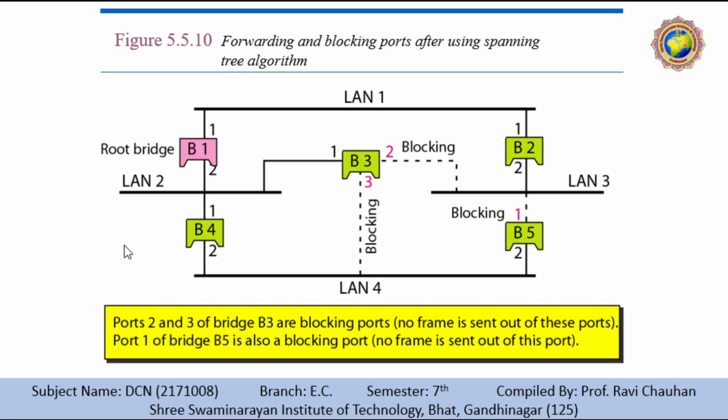Note that there is only one single path from any LAN to another LAN in a spanning tree system. This means that only one single path from one LAN to another LAN is available. No loops are created over here. You can prove to yourself that there is only one path from LAN 1 to LAN 2, LAN 3, LAN 4. Similarly, there is only one path from LAN 2 to LAN 1, 3, etc.